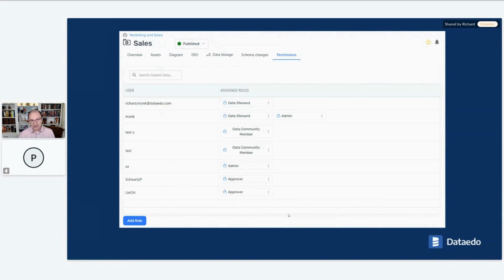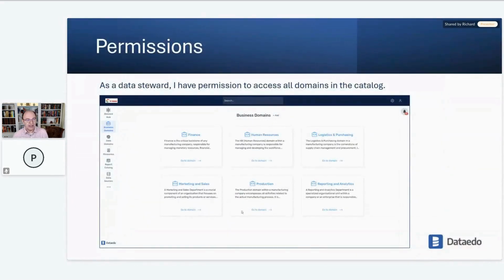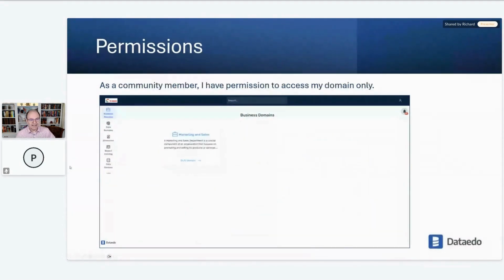Now, speaking of permissions, this was one of the important items that we listed way at the first, this access of getting people to what they need and nothing else. So the way this works is we apply permissions at the level of the domain or the subject area. In this example here, I signed in as a data steward. And because I'm a data steward or an editor, that gives me permission to see everything in the catalog. So of course, I can see all of the domains. Here, I signed in as a community member, and so my visibility is limited to just that domain that is pertinent to my job.